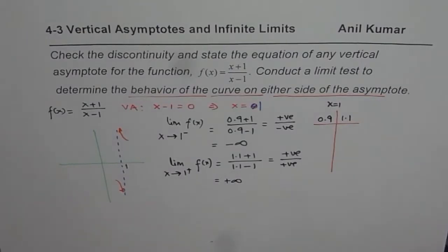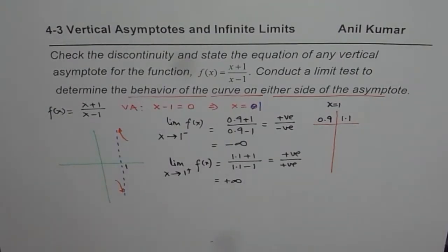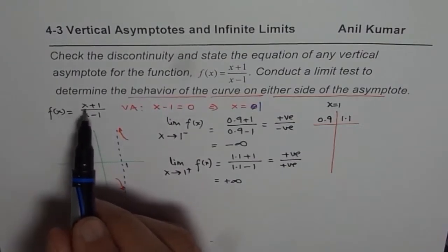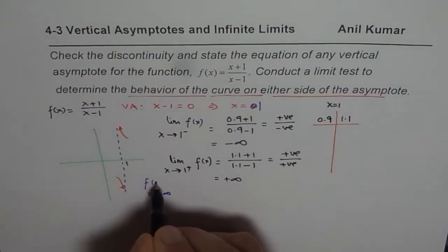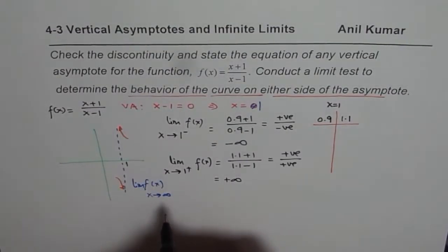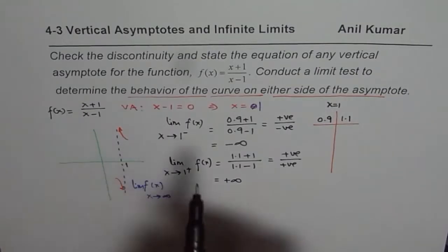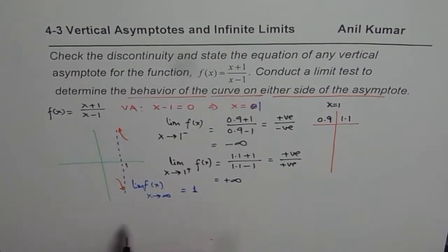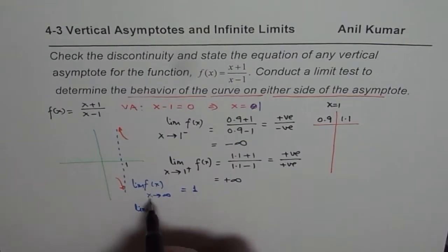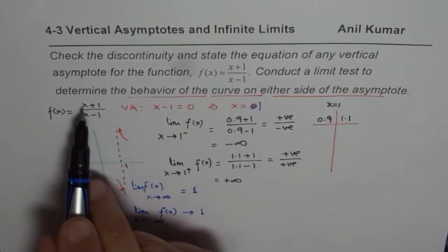Now, as a practice, what you can do here is go ahead and find horizontal asymptotes. Now, horizontal asymptotes will be found as x approaches infinity. For this function, the limit of f of x as x approaches infinity, since the coefficients are 1 and 1 and the degrees are same, it is the coefficient ratio which will be equal to 1, right? So the function approaches 1, right? Even when x approaches negative infinity, a negatively large number, f of x will approach plus 1, right? So that is the horizontal asymptote.